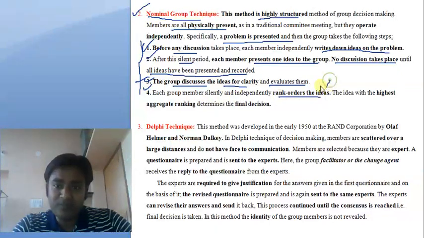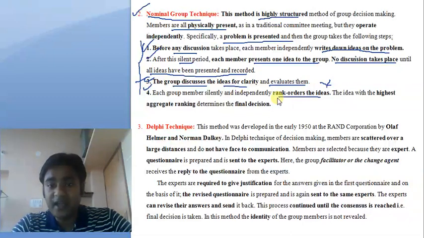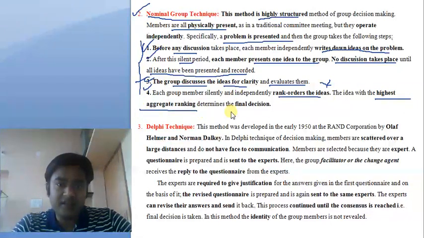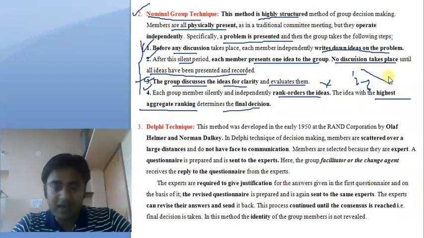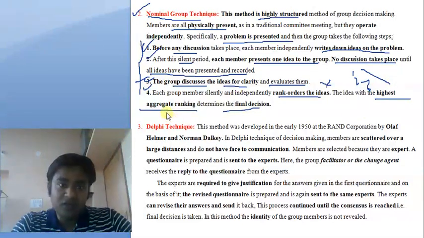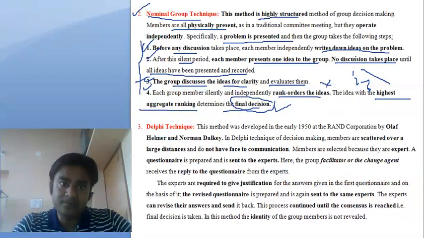Fourth stage, the last stage: here each group member silently and independently ranks the ideas in order. This is very important in this method. The idea with the highest aggregate ranking determines the final decision. So all the members rank the ideas, number 1, number 2, number 3, like this. The one which gets the highest ranking is declared the final decision.